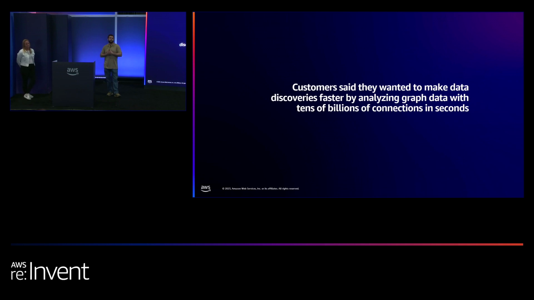Over the years, we've worked with many customers, and customers have said they really wanted to make data discoveries faster by analyzing graph data that contains tens of billions of connections, and do this in such a way where you're looking at most to all of the graph. Yesterday, in Swami's keynote, we announced a very new product called Amazon Neptune Analytics. I'm really happy to have Denise Gosnell, the principal product manager, here to talk about what that product is and how you can use it to be successful in your applications.